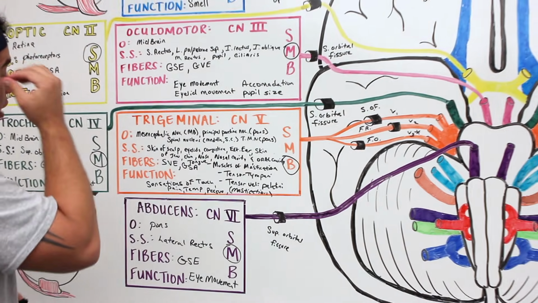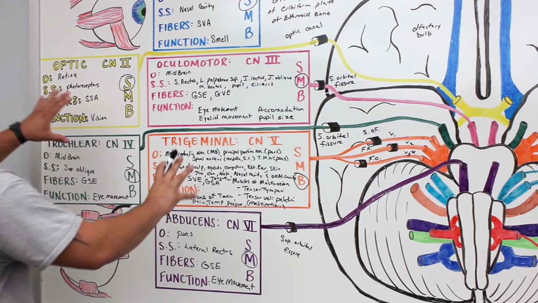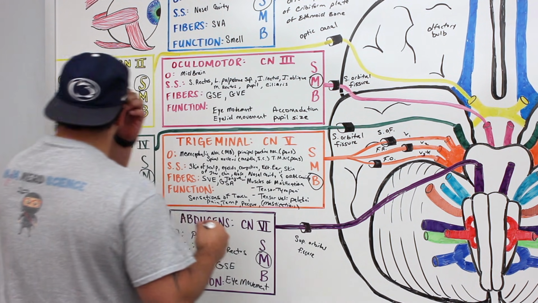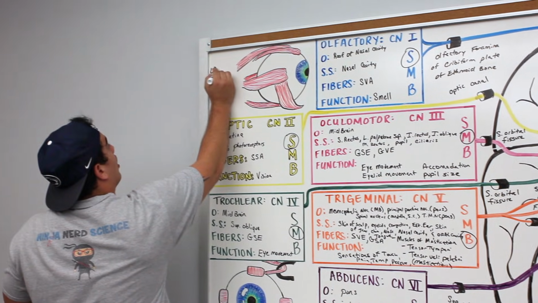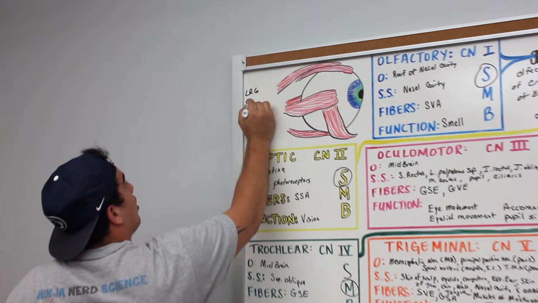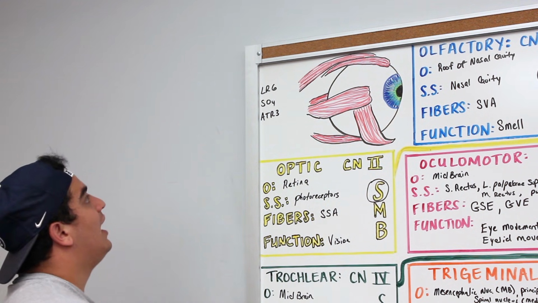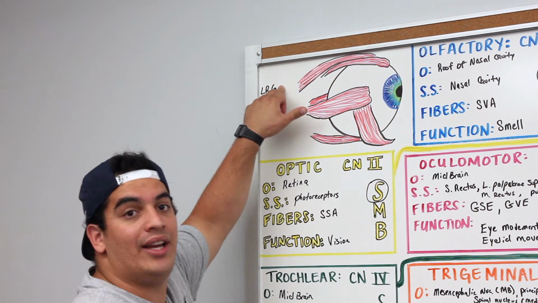Okay, that's that guy. Now, I told you I was going to give you a little acronym that's going to help out a little bit with being able to remember these extraocular eye muscles and which nerve supplies which. So an easy way to remember, let's actually write it up here. You can remember LR6, SO4, ATR3. How does this go? Lateral rectus supplies the 6th cranial nerve.